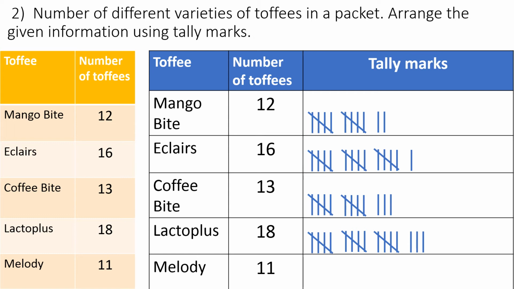There are 11 Melody. So how many lines we have to draw? Yes, 11. Let's start. 1, 2, 3, 4, cross fifth line. 6, 7, 8, 9, cross line for 10 and 11.